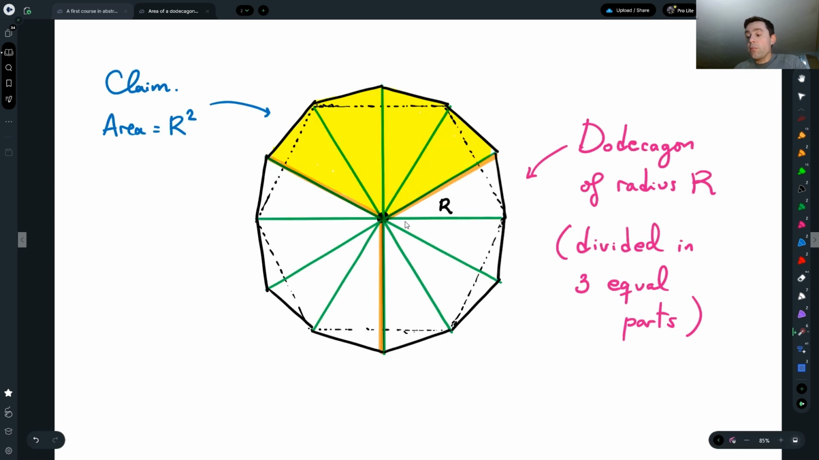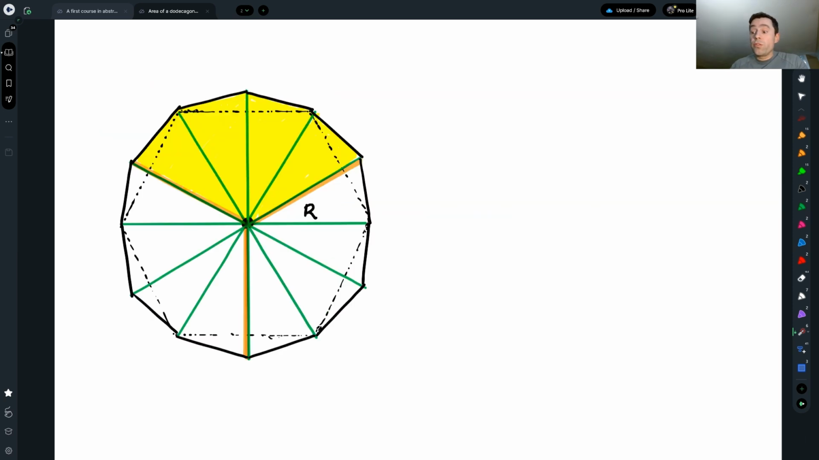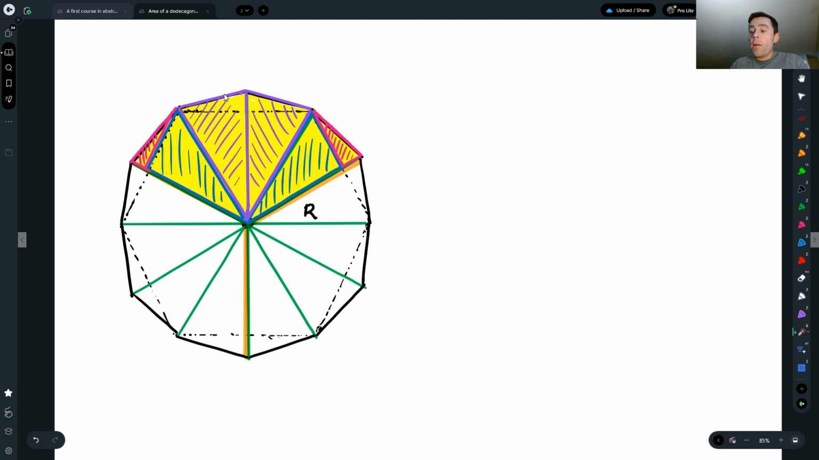So to prove the claim that the entire area of the dodecagon is 3r squared, I'm going to prove that the area in yellow has area r squared. Let me move the dodecagon here to the side. I'm going to break down that area, partition it into these other triangles, two in blue, two in purple, and two in pink. And let me show you now how I'm going to rearrange those into some other shape, a square.